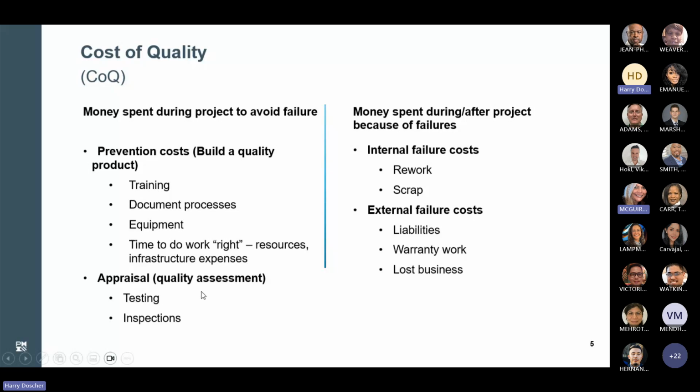Another thing, especially if you're doing construction, is testing, where you need to verify that, say, the concrete that was poured is of a certain density, by actually drilling cores in it, and also inspections, budgeting for that.